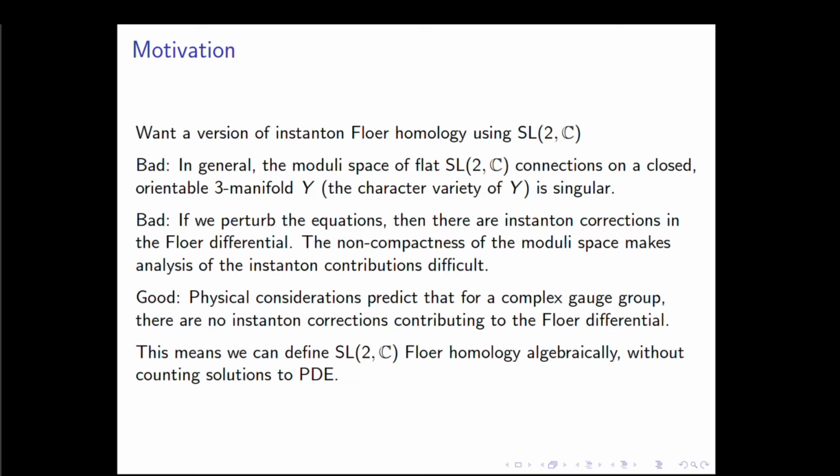So essentially we're going to leverage this third good point here and ignore the second bad point. We will not perturb the equations. If we did that, then there would be instantons, and we're going to have to deal with this first bad point in that case. We're going to have to deal with the high level of singularities that are present in the character varieties, and to do that will require a bit of algebraic geometry.